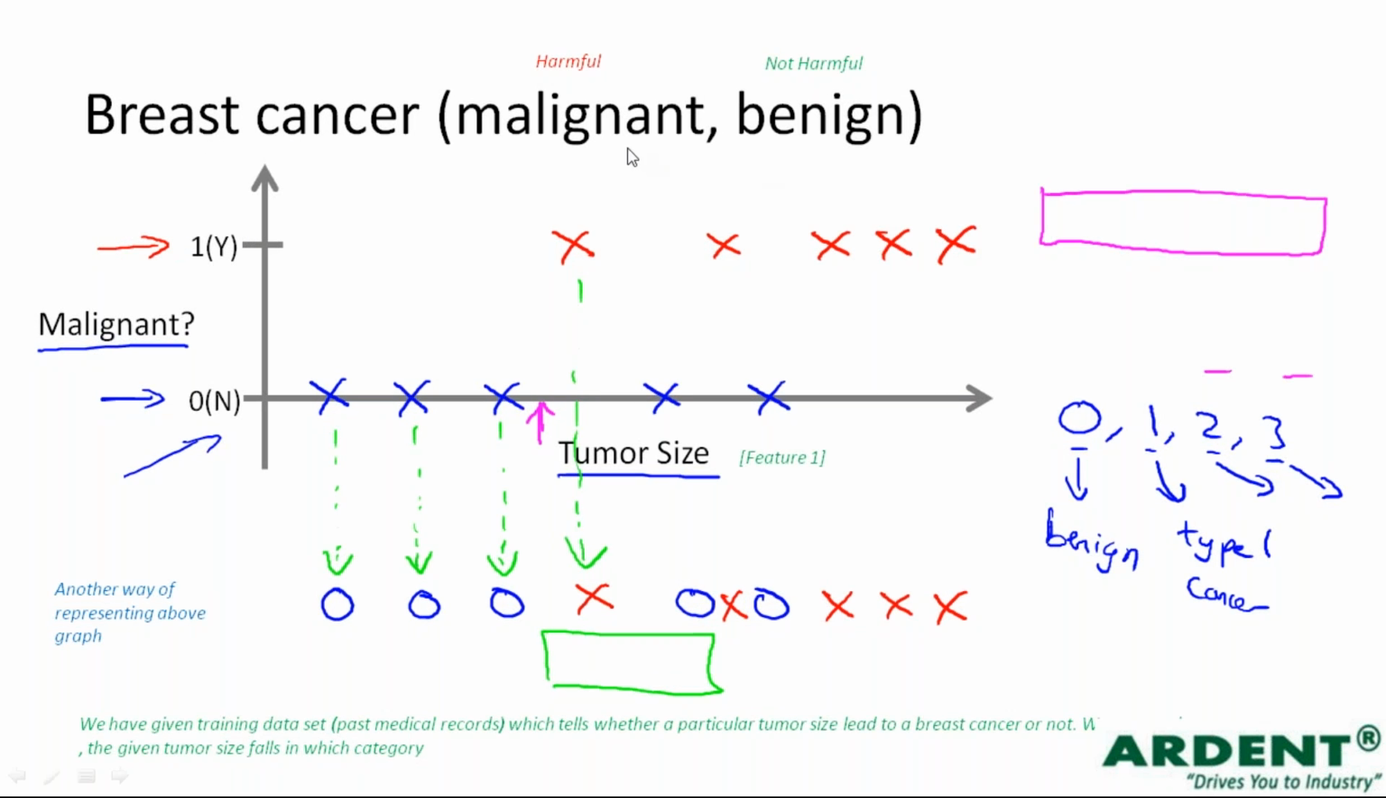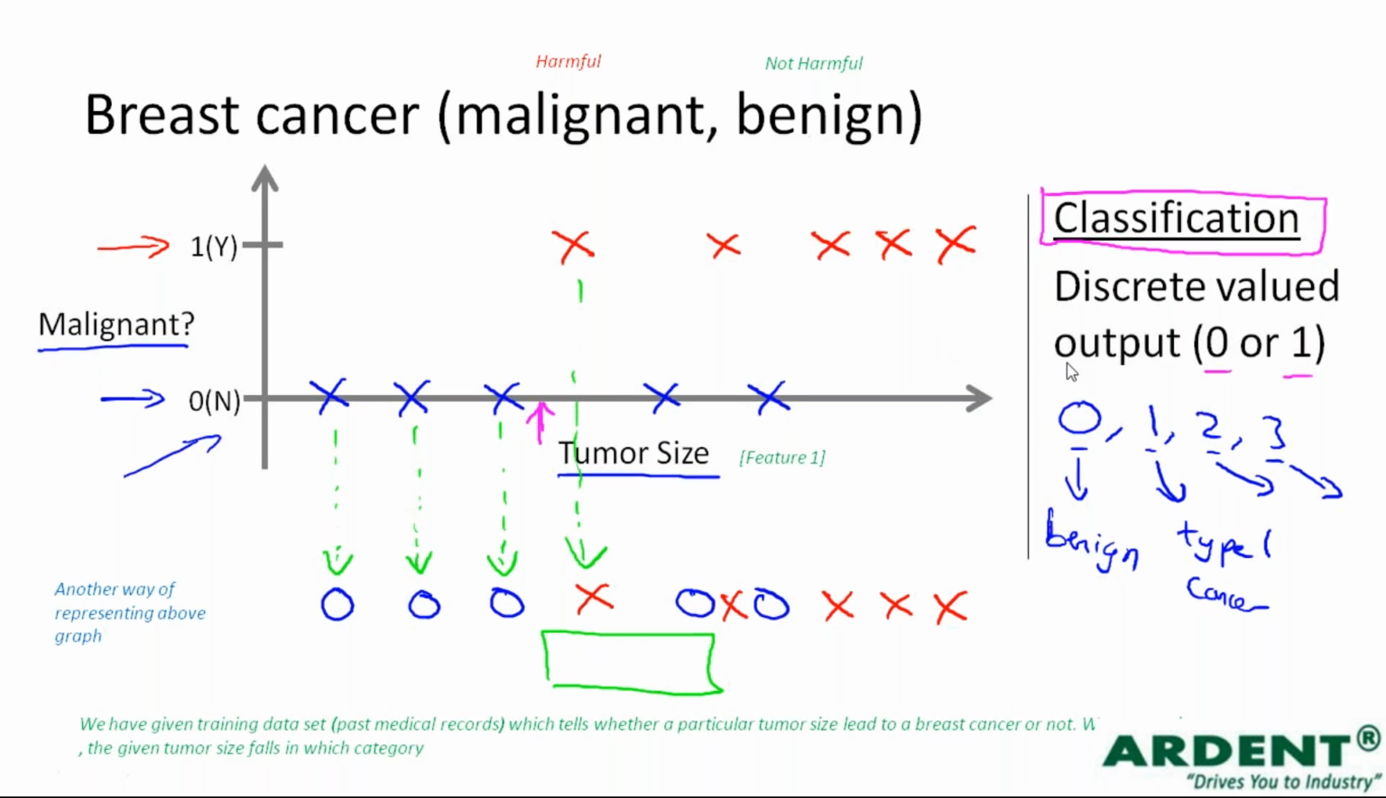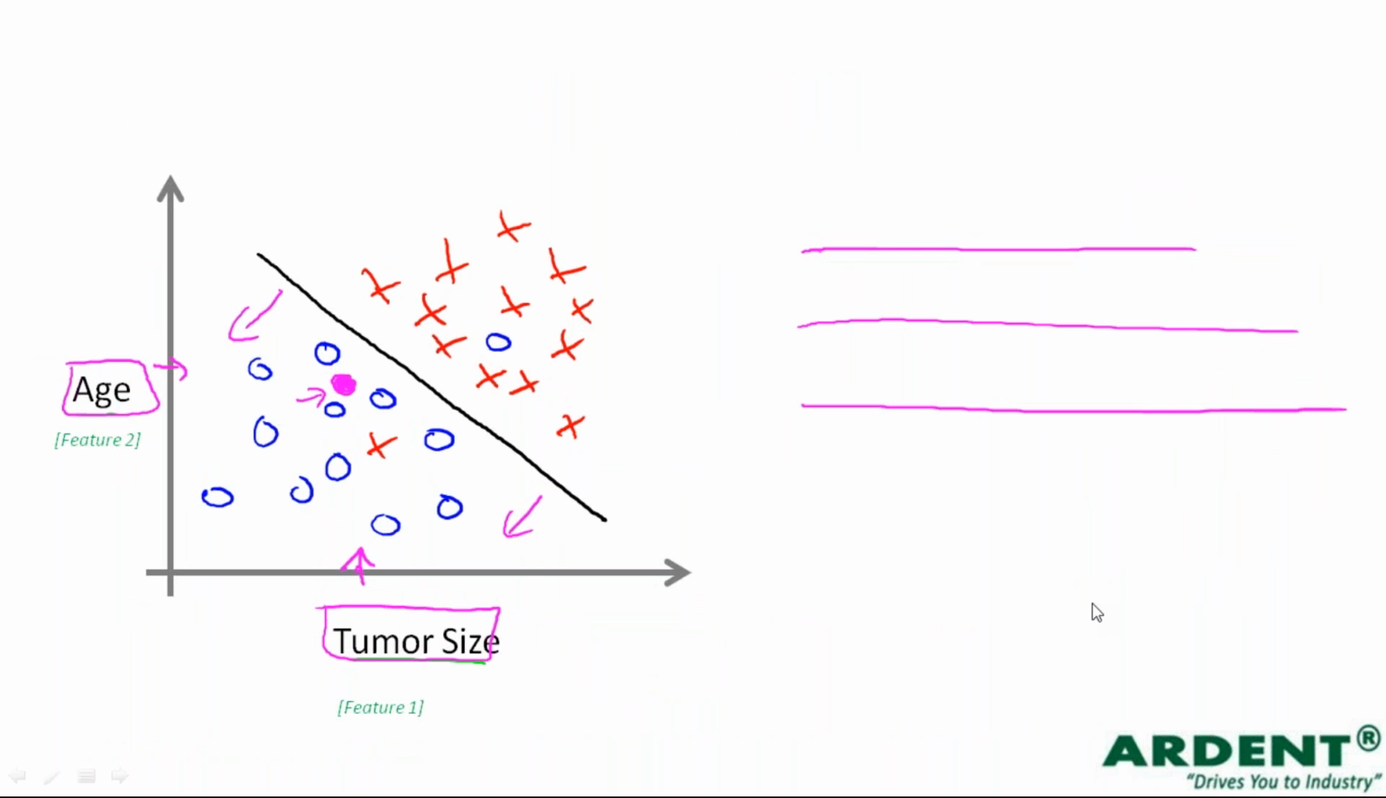Now this is breast cancer: malignant means it's harmful, and benign means it's not harmful. So what type of problem is it? Is it a classification problem or regression problem? Sir, classification. Classification problem, yeah. If it is 0, then it's not harmful, and if it is 1, then it is harmful. Okay, let's go to the next part. See what type of problem this is.